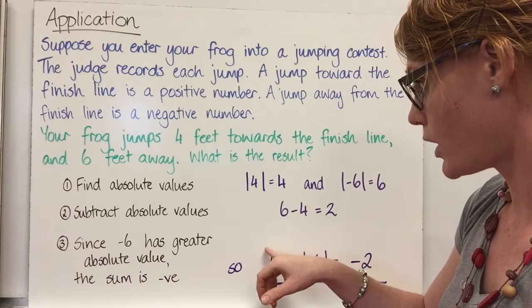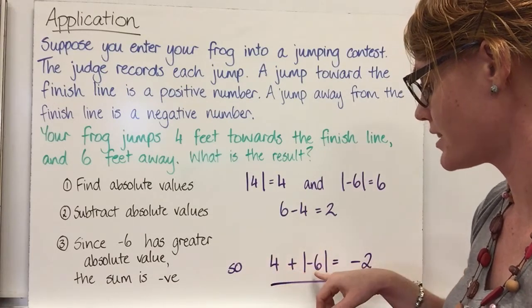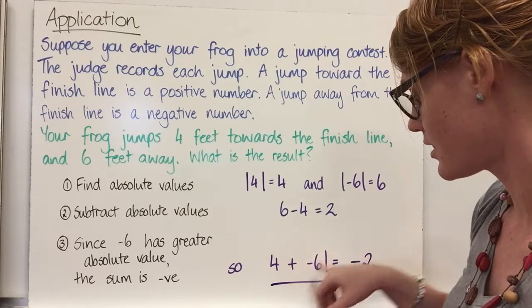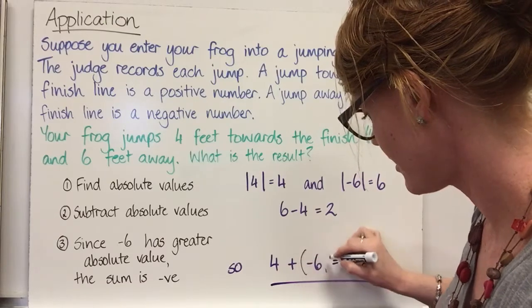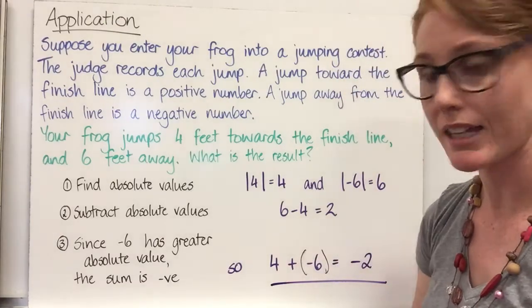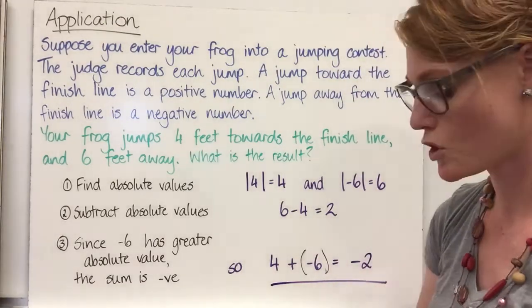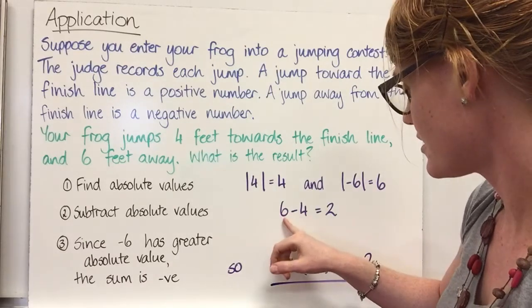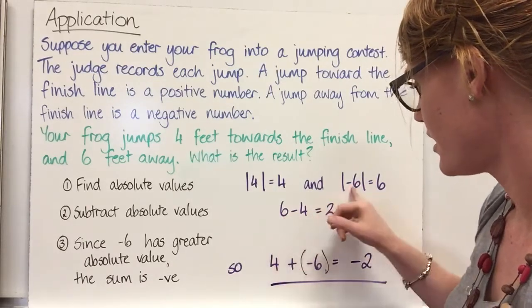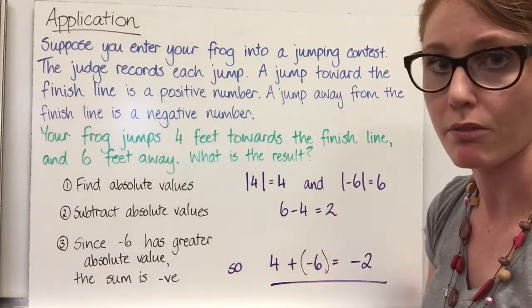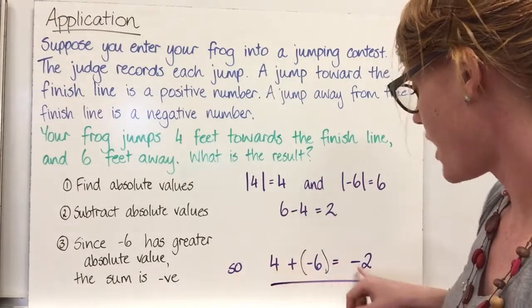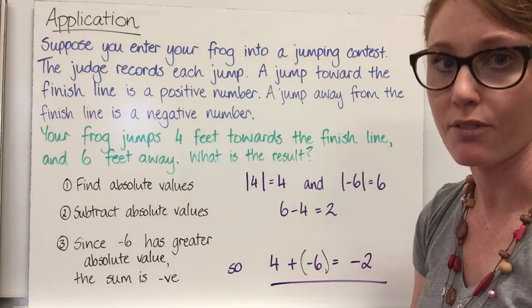So our equation of 4 plus -6 is -2, because 6 had the greater absolute value, and it was a negative number in our original equation. So our answer also has a negative value.